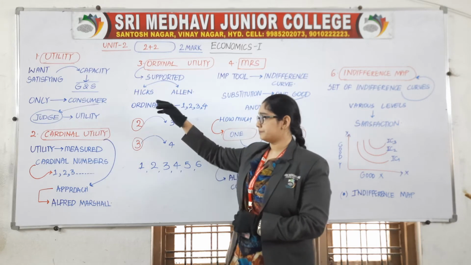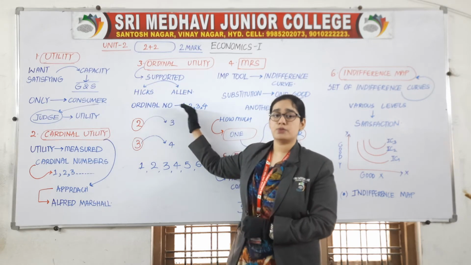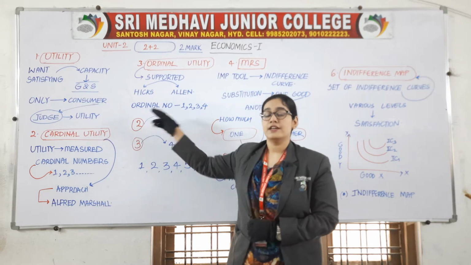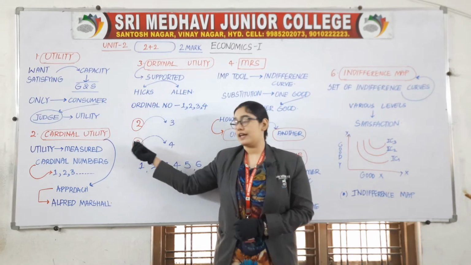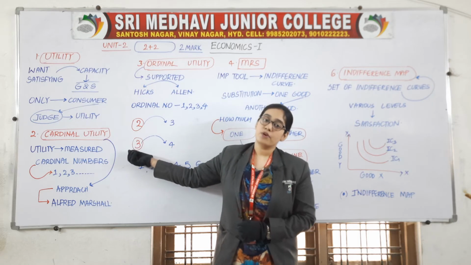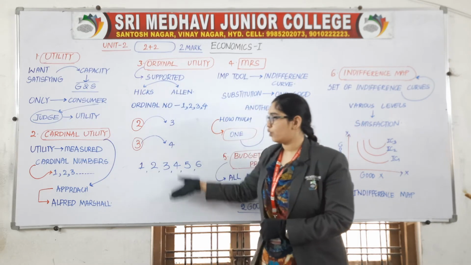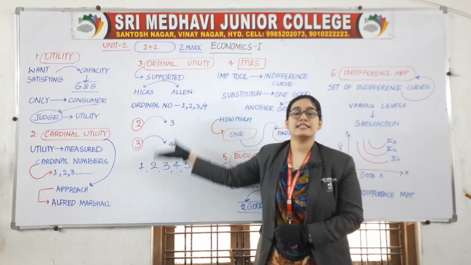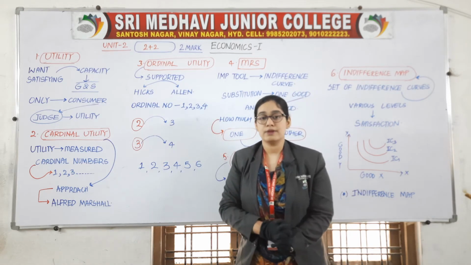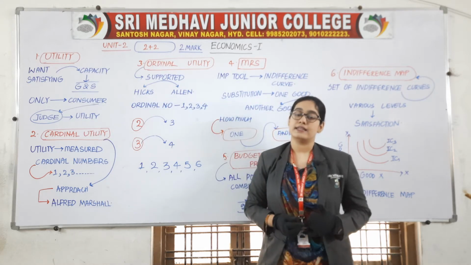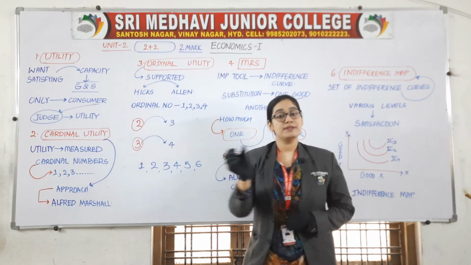In the same way, from the ordinal numbers 1, 2, 3, 4, unit 2 is having greater utility when compared to unit 3, and unit 3 is having more utility when compared to unit 4. This ordinal utility approach was supported by Hicks and Allen. What are the names of the economists?